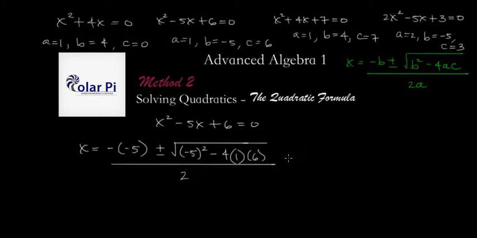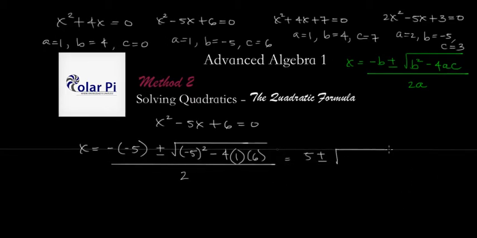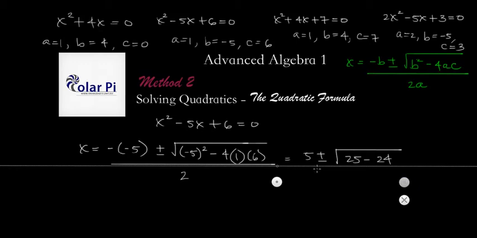Equals minus minus 5 is just 5, plus or minus the square root of what? Negative 5 squared is 25, so we have 25, and then minus 4 times 1 times 6 is 24, so 25 minus 24 inside the square root, all of that divided by 2. But wait, why am I going to write 25 minus 24? I could just write 1. So before dividing, let me just write 1.